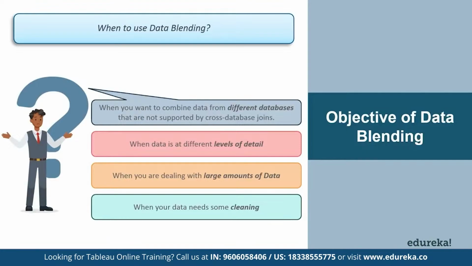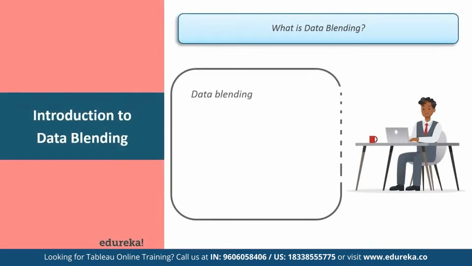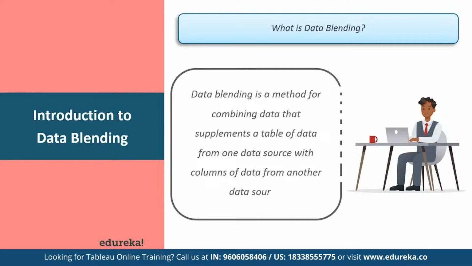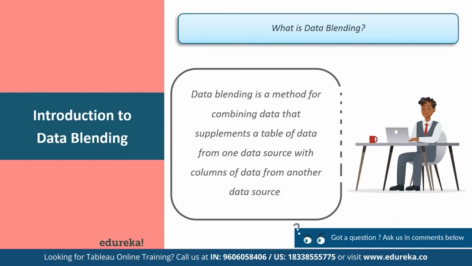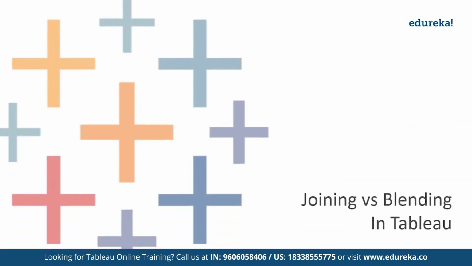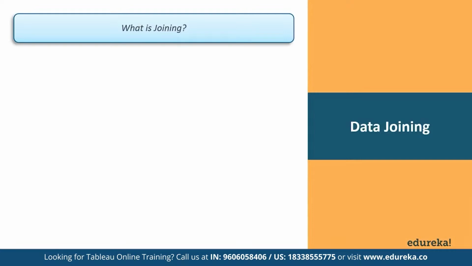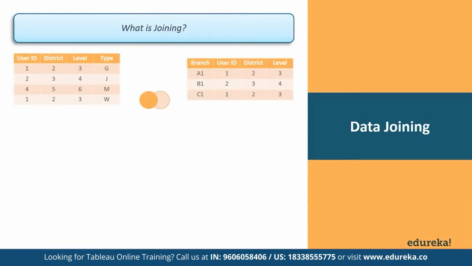Now that we know when to use data blending, let's find out what data blending actually means. So data blending is a method to combine data that supplements a table of data from one data source to another data source. For people who use SQL, it is basically an advanced version of your left join. Now, what is a join and how is it different from blending data in Tableau? Data blending simulates a traditional left join, which I had mentioned a few seconds ago. The main difference between the two is when the join is performed with respect to aggregation.